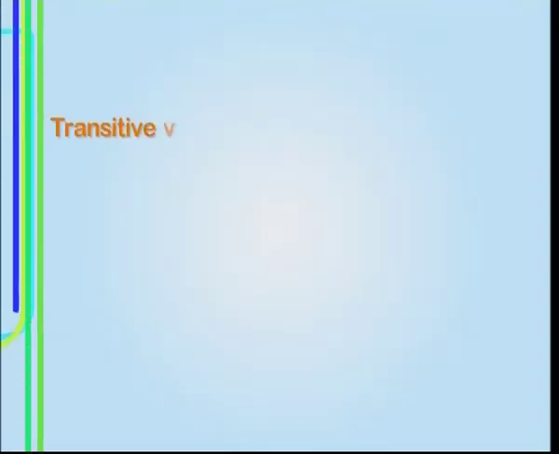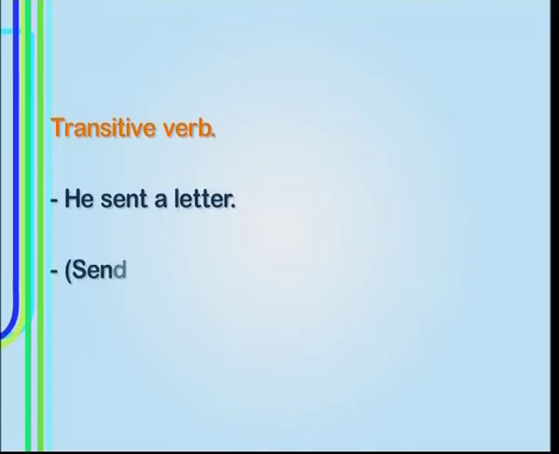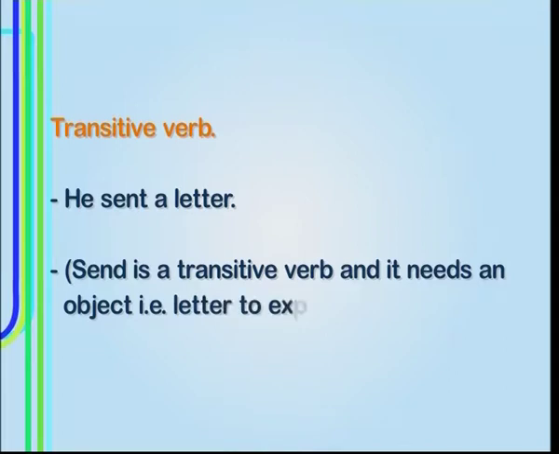Sentences which cannot be changed into passive voice: transitive and intransitive verb. A verb can be either transitive or intransitive. A transitive verb needs an object in a sentence to give complete meaning, while an intransitive verb does not need an object in a sentence to give complete meaning. Transitive verb: he sent a letter. Send is a transitive verb and it needs an object, that is, letter, to express full meaning.